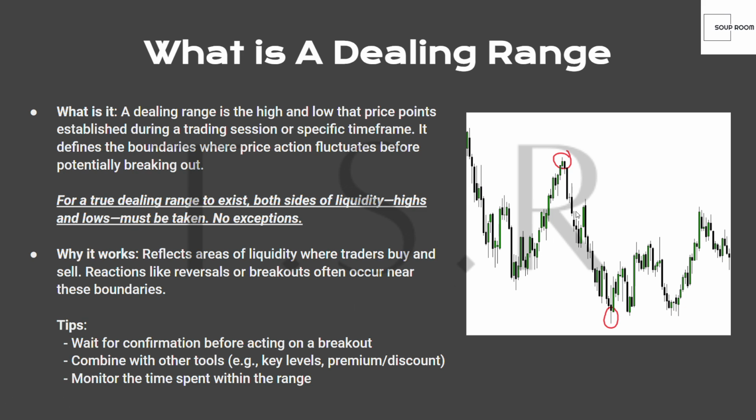So here are some tips before moving forward. Wait for confirmation before acting on an actual breakout of the dealing range. Combine with other tools such as key levels and premium and discount. This basically means that in order to use a dealing range, you must know about key levels and the premium and discount of that dealing range. We will talk about the premium discount later on in this lecture. Key levels that form in a premium when bearish are key, and key levels that form in a discount when bullish are key.